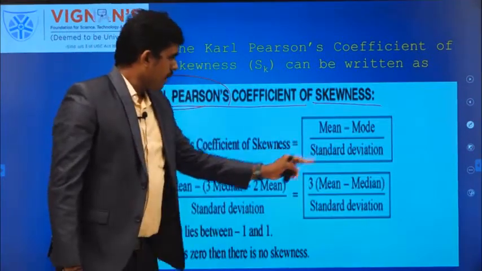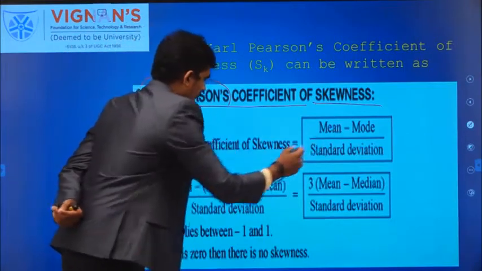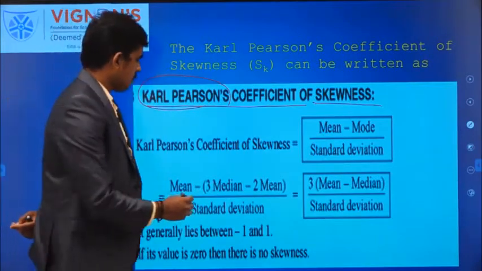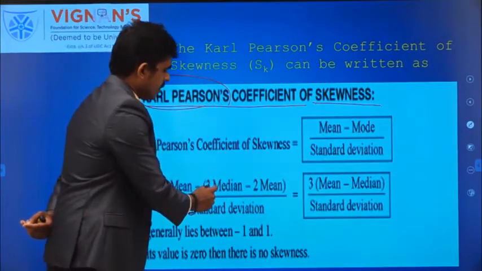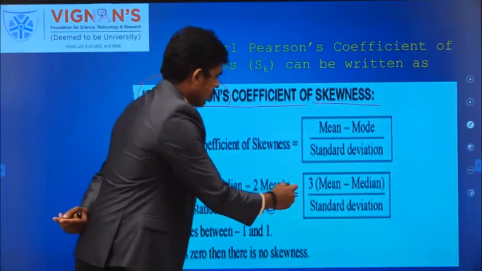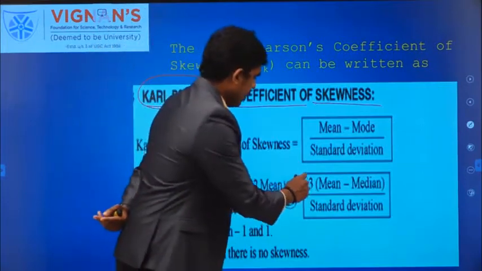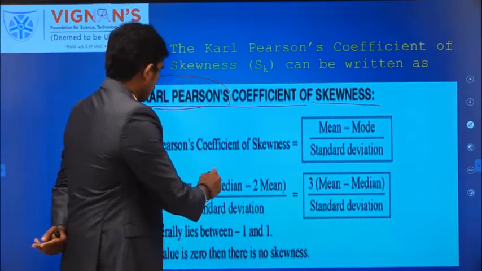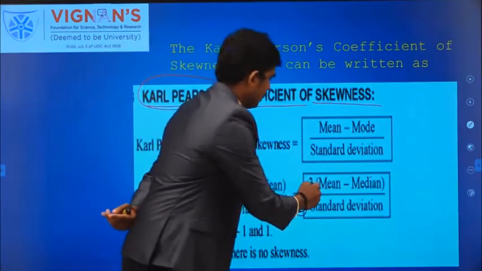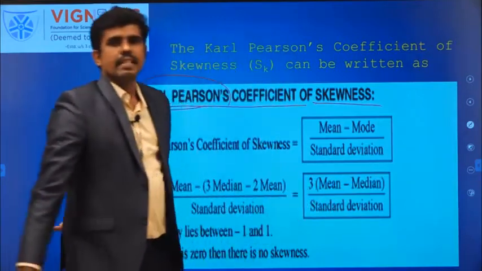And we know the relationship between them, we can write the mode in terms of median and mean. That is, mode equals 3 times median minus 2 times mean. So by using that we can write another formula. You can take 3 common, you add these 2 mean plus 1 mean, you will get 3 mean. So 3 times of mean minus median, divided by standard deviation.